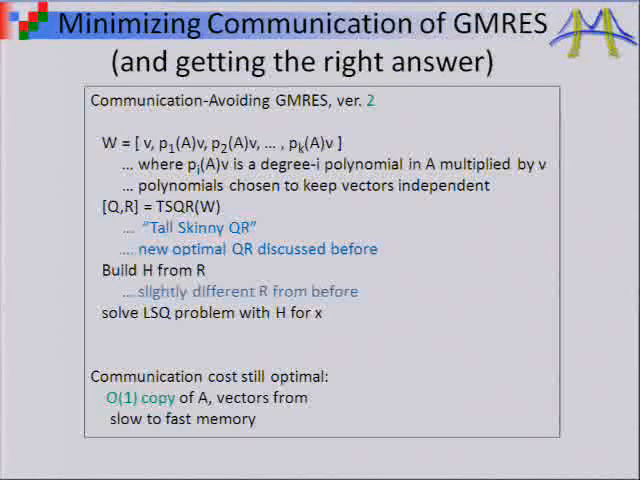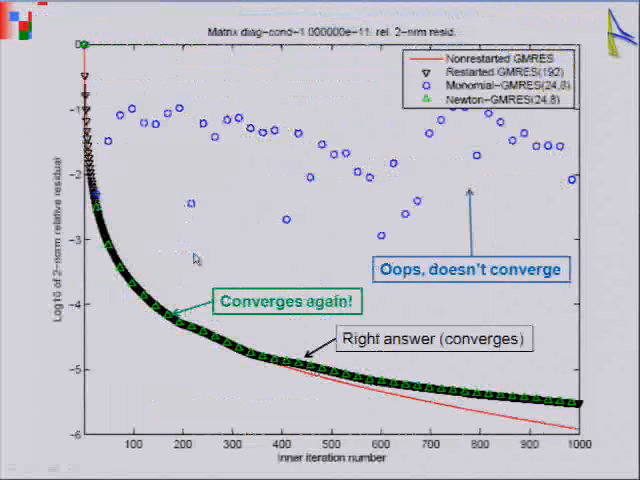And the answer is very simple. Instead of computing Ax, A squared x, A cubed x, I can choose different polynomials. I mean, A squared, A cubed, those are particular polynomials. I'm going to choose a different set of polynomials, and I'm going to choose them so these vectors stay numerically independent. And there are well-known ways to do that. And so it changes the algebra. I got to refactor the algorithm, but it all works now. And now I get this green line, and it works.